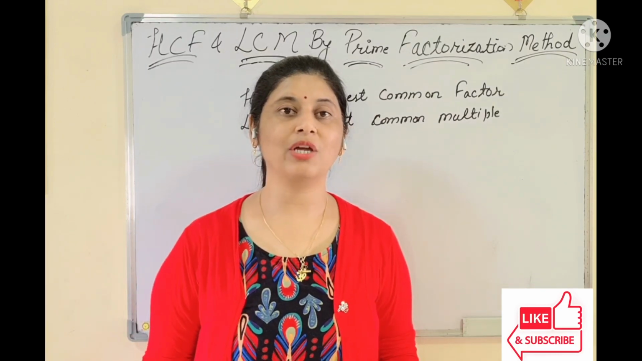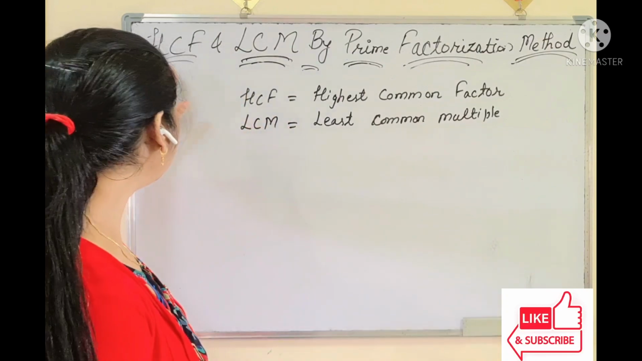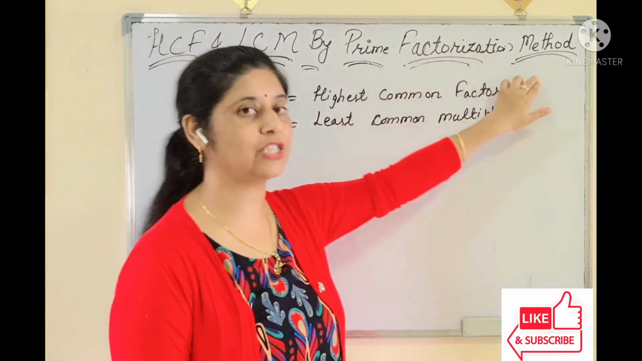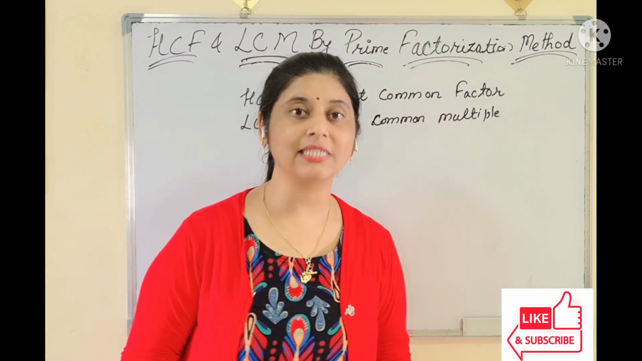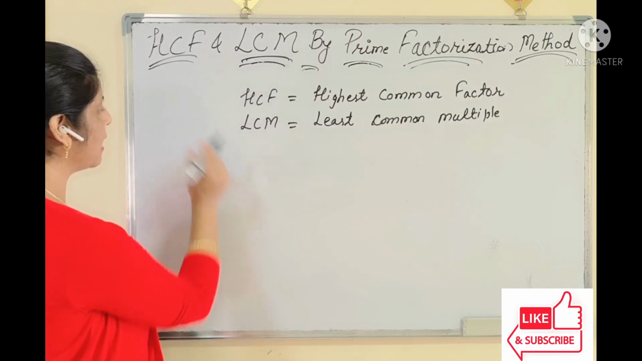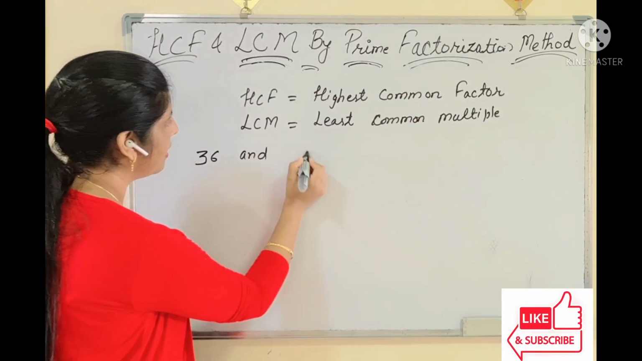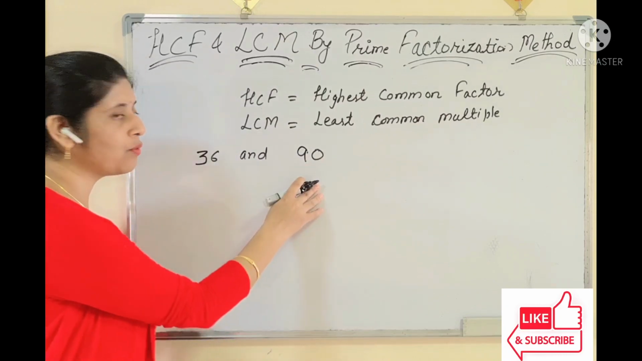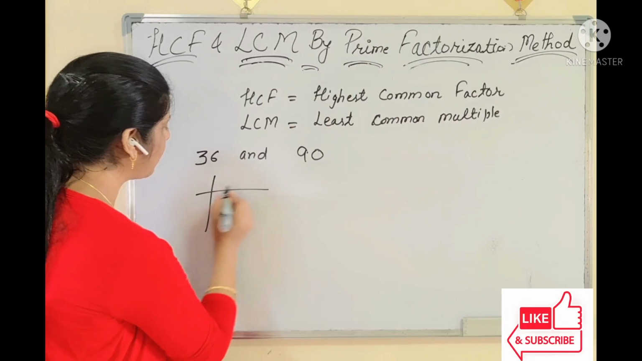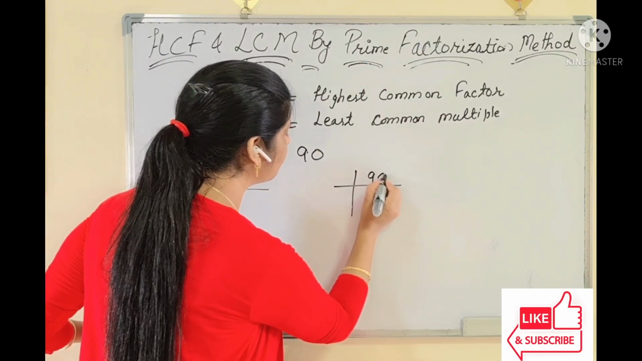We can find out the LCM and HCF in many ways, but in this video we will learn to find out HCF and LCM by the prime factorization method. So let's take some examples to understand it properly. Suppose we have to find out the LCM and HCF of 36 and 90. First of all, we will find the prime factors of both the numbers.